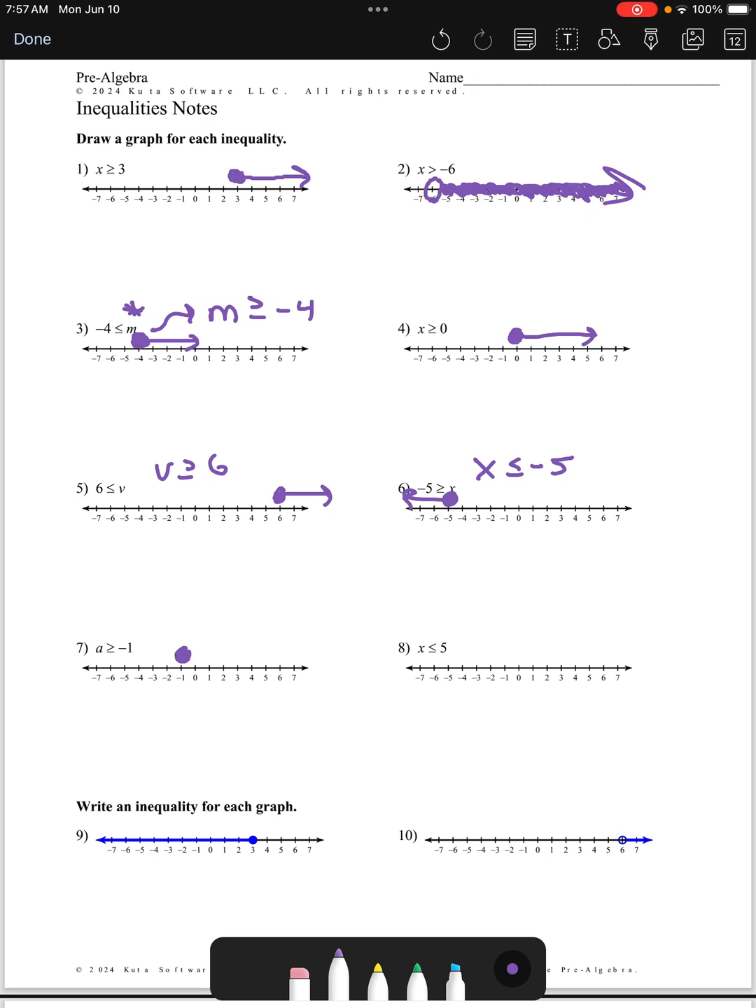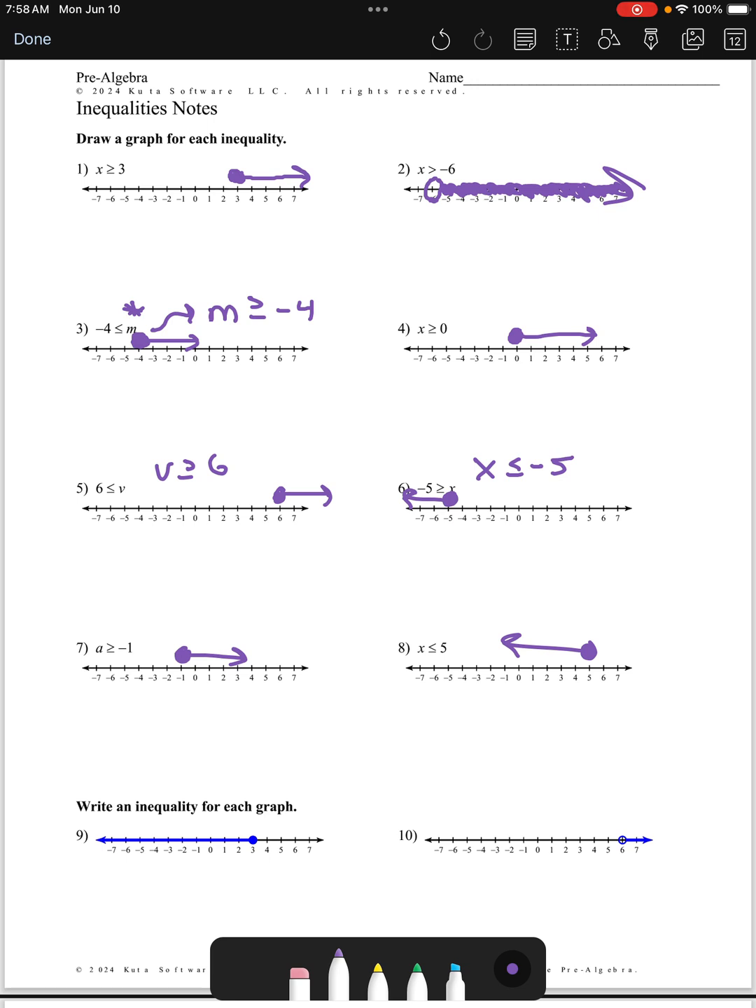In number 7, we don't need to rewrite, so we can put our circle at -1. We can fill it in because of the or equal to. A is greater than, so arrow is to the right, greater than or equal to -1. And number 8, x is less than or equal to 5, circle at 5. It is or equal to, so fill it in. Less than means to the left.